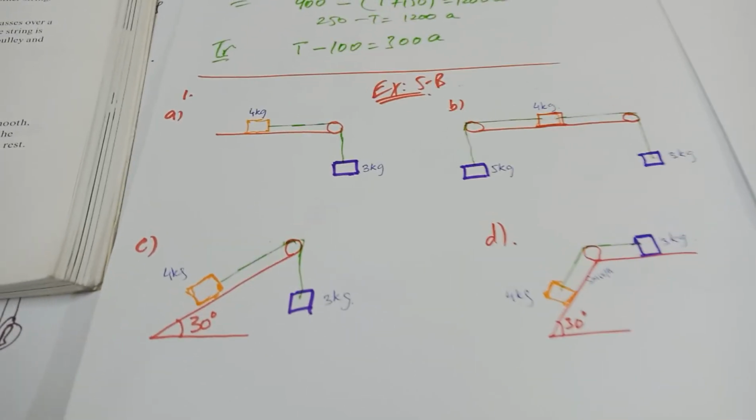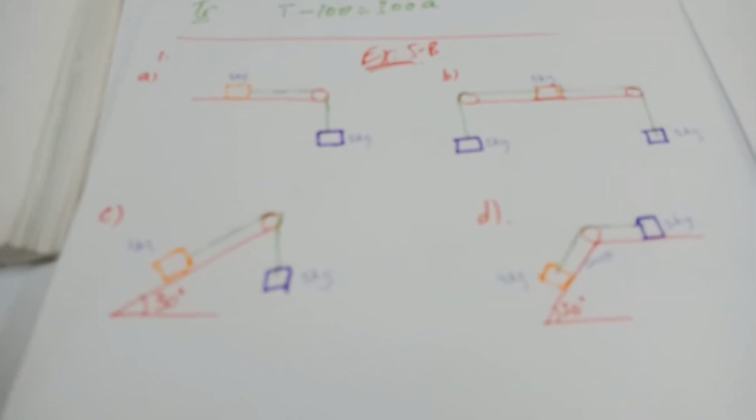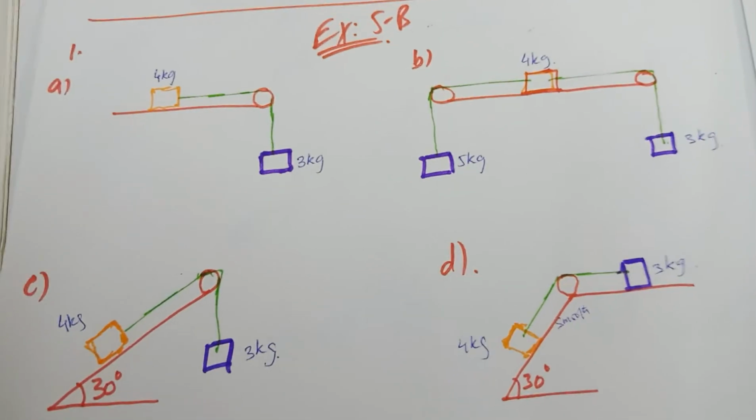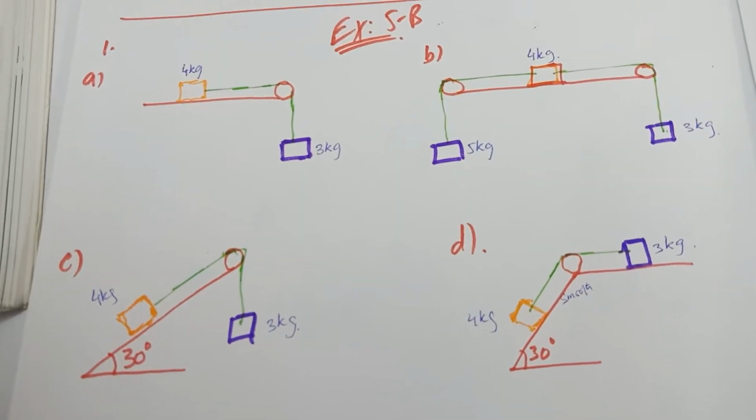This is basically where we are moving towards the climax of this chapter. It is becoming more and more interesting, and maybe complicated for some of us. So now we have these connected particles, and the string is passing over the pulleys. In some cases we have horizontal surfaces, and there are also inclined surfaces.